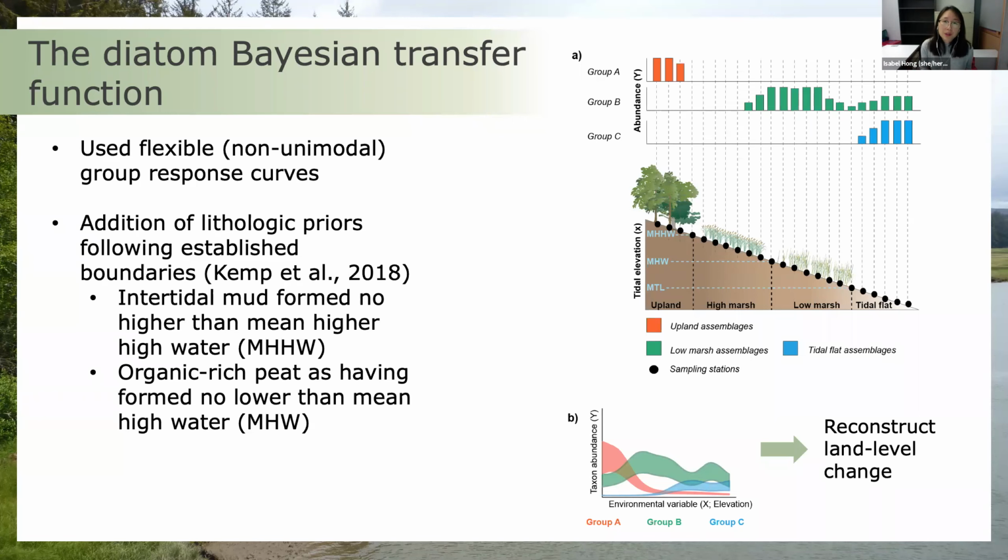Conversely, if I were sampling in the sediment core from what I knew to be organic rich peats or soils, that couldn't have formed any lower than mean high water. And so we provided the transfer function with these informative priors to then guide the reconstructions.